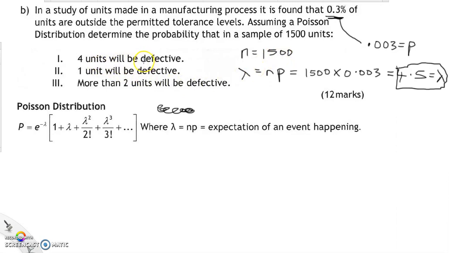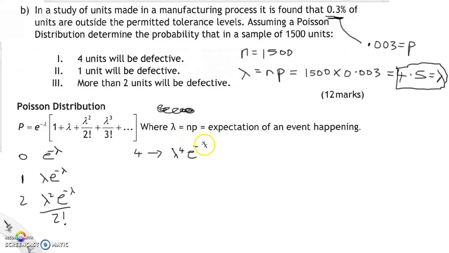Now, the probability that 0 units will be defective is given by the formula e to the power of minus lambda. The probability that 1 unit will be defective is given by lambda times e to the minus lambda, and so on. The probability of exactly 2 being defective is lambda squared times e to the minus lambda all over 2 factorial. So the probability of 4 being defective is given by lambda to the power of 4 times e to the minus lambda all over 4 factorial.